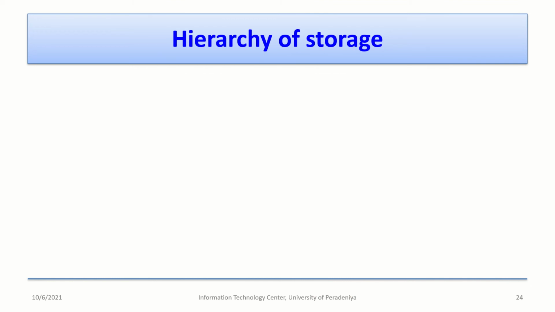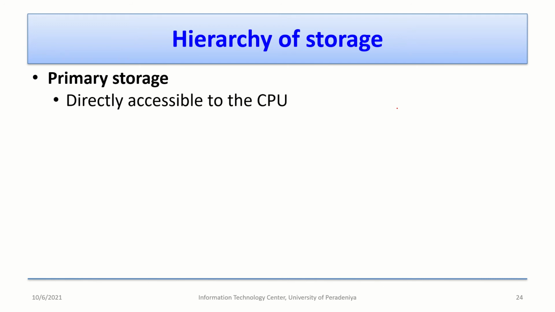Okay, and the next one is the hierarchy of the storage. So this is the hierarchy. Primary storage. So what is meant by primary storage? Primary storage means storage that is directly accessible to the central processing unit, the CPU. We call those primary storages. For example, main memory. Main memory can be directly accessed by the central processing unit.